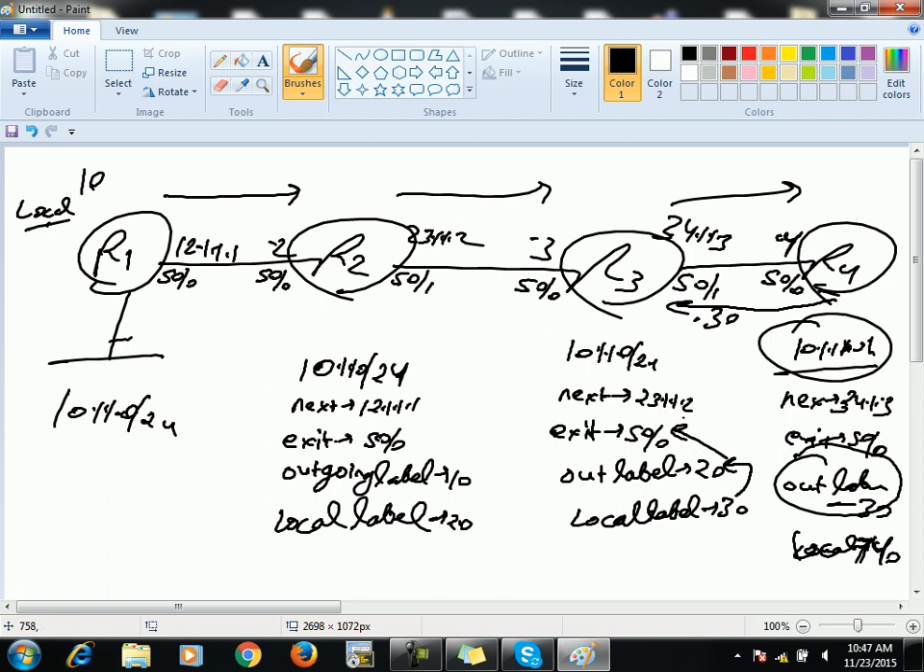Then R3 will perform swapping. 30 will be swapped with 20 and it will forward this packet out from serial 0/0 towards R2. R2 will receive it with the label number 20, and 20 will be swapped with 10 and forwarded out from S0/0, and finally the packet will be delivered to R1.